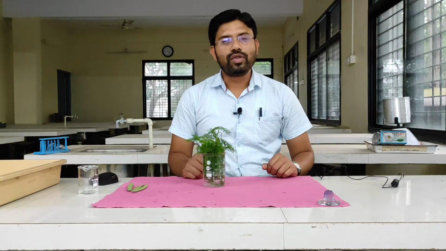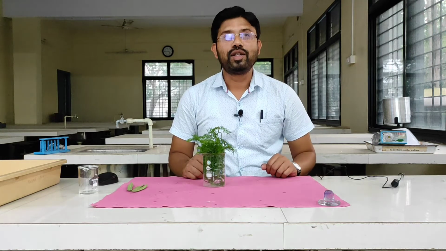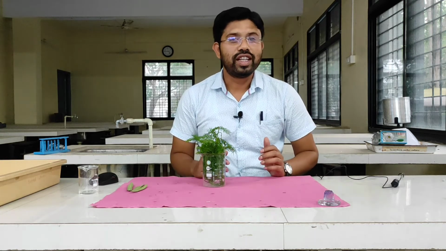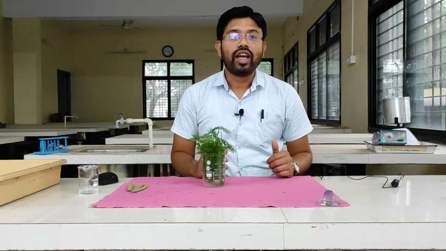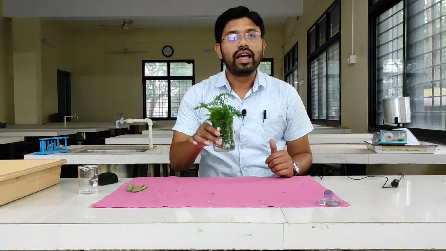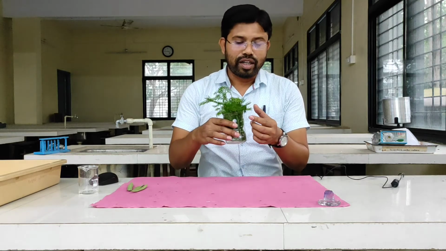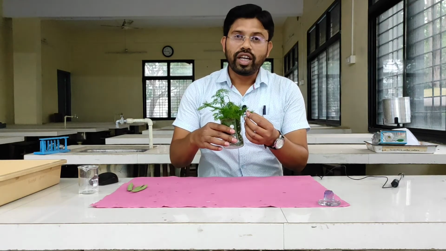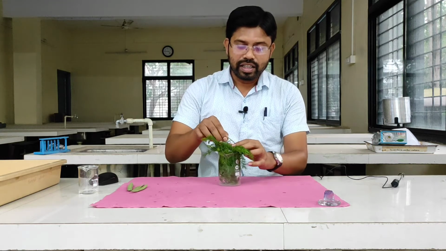Now we will proceed to another experiment of ecological measure, and that is the study of morphological and anatomical adaptations in xerophytes, in which we will study the first plant, Asparagus racemosus. If we talk about the morphology of this plant, the plant body is a herb, and the stem, you can see here, is cylindrical.